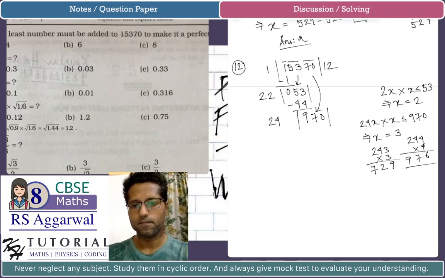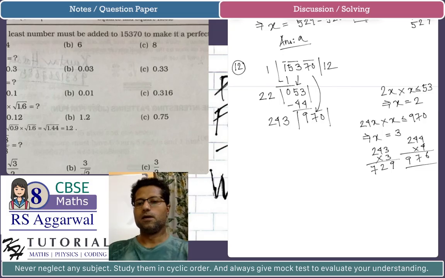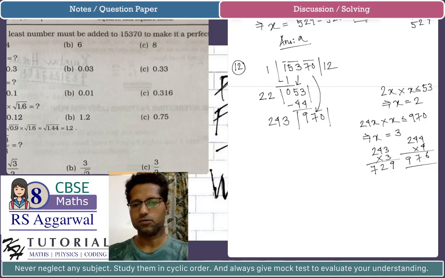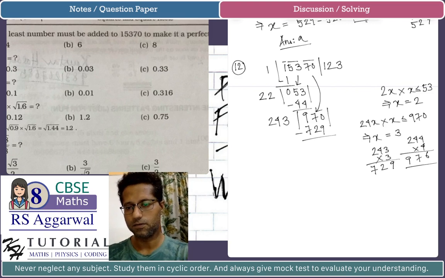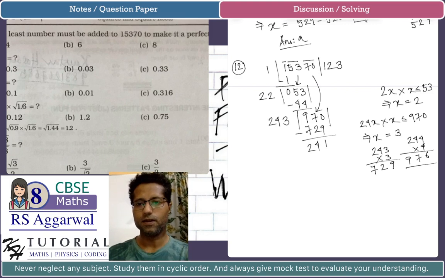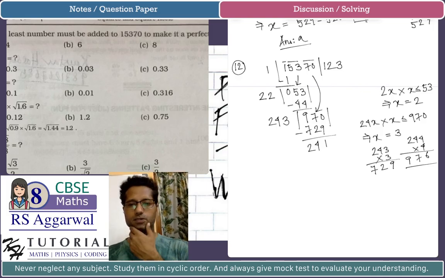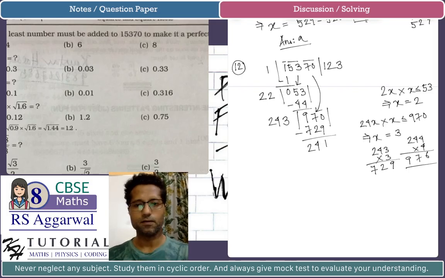X will be 3. We also add the 3 to the current quotient, and 243 into 3 is 729. We find the remainder, which will be 241, and there are no periods left, so the remainder is 241.